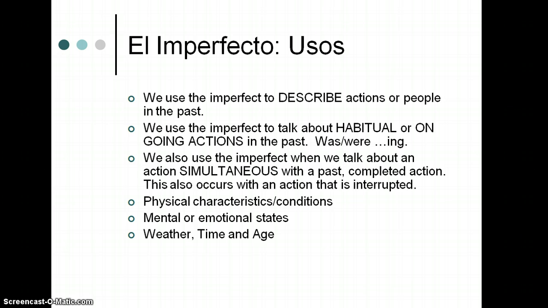Ongoing actions are also in the imperfect. So whenever you use was or were plus something -ing, for example, yo corría, I was running. That's the imperfect, okay? Yo hablaba, I was talking. Which brings us to our next point, which is that we also use the imperfect when we talk about an action simultaneous with a past completed action. Generally, not always, this imperfect ongoing action is interrupted by the completed action.